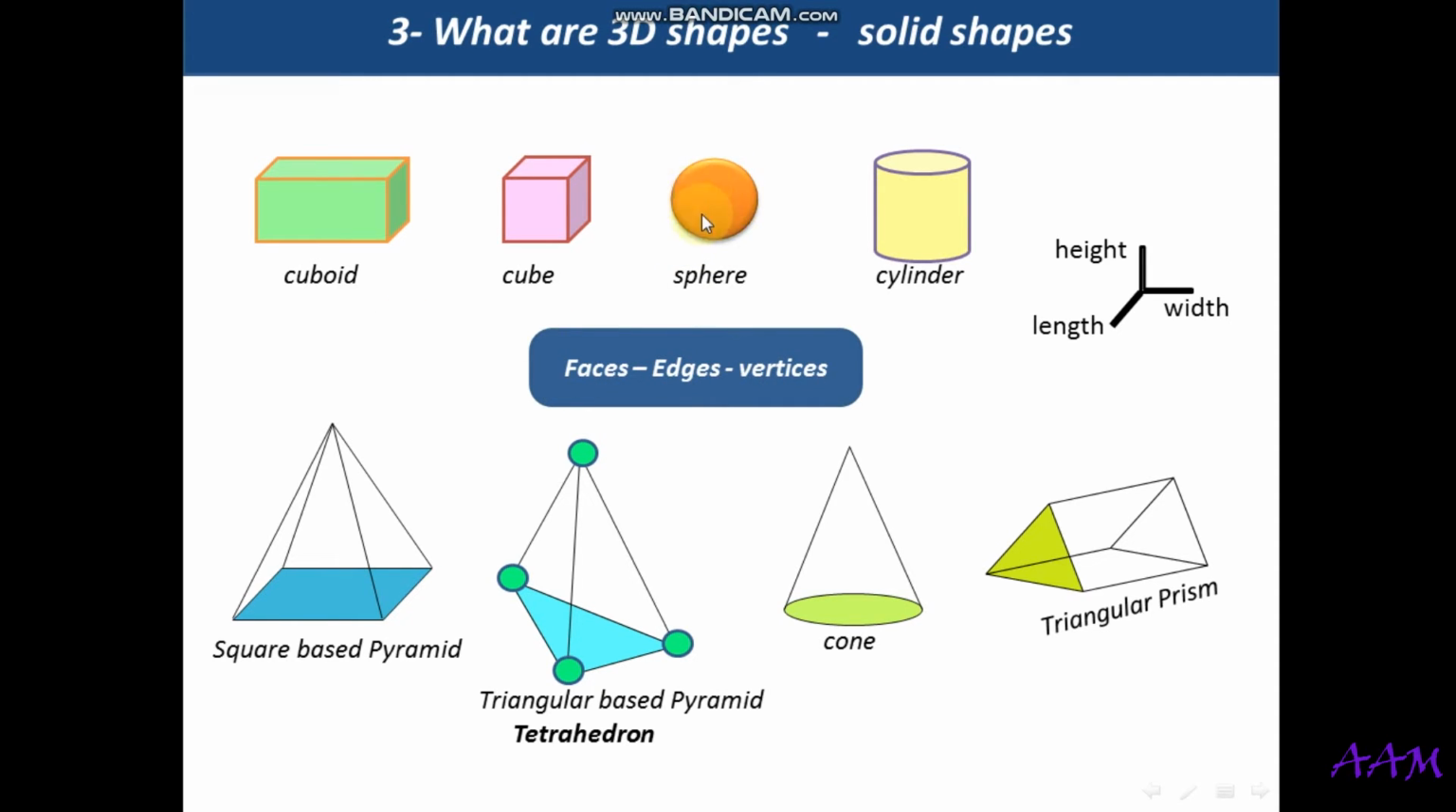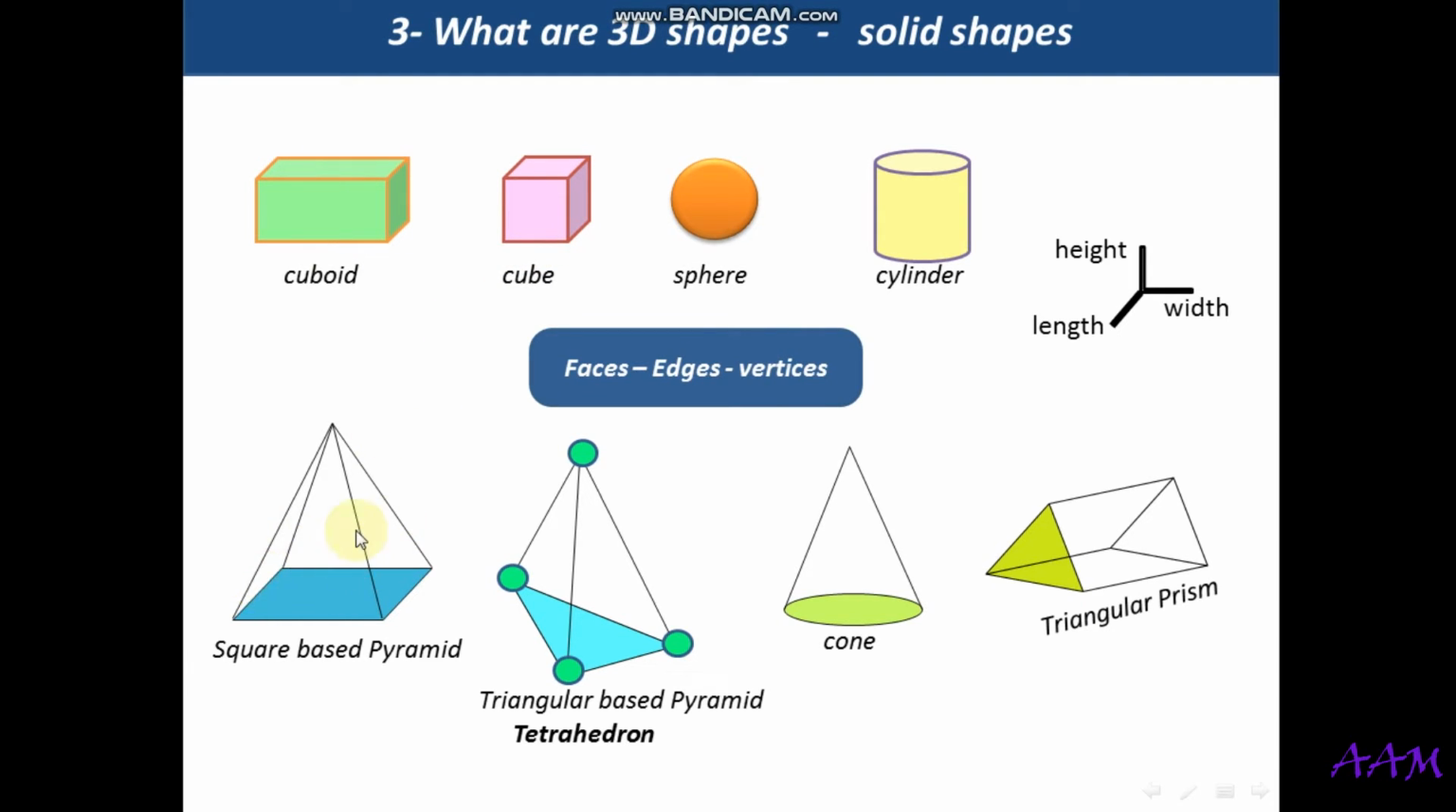How many faces does a sphere have? Only one. How many faces does a cylinder have? This one, and at the bottom the base, and this one. So 3. How many faces does a cuboid have? 1, 2, 3, 4, 5, 6. And this is also 6.